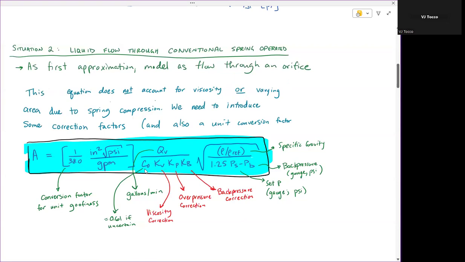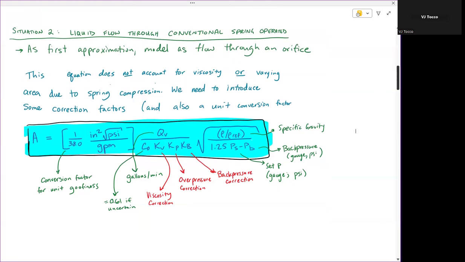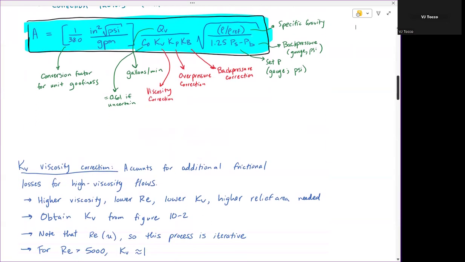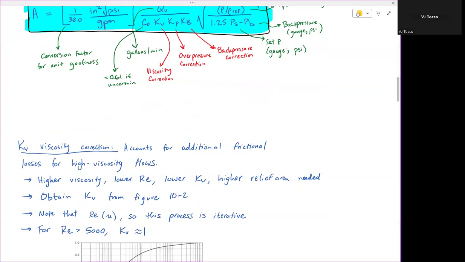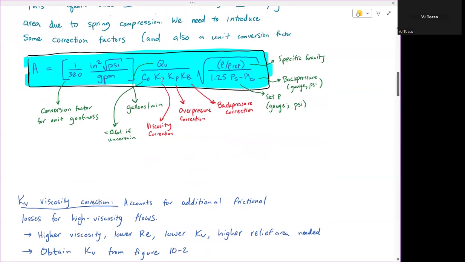So C0 is the same as it has been, but we've got these three parameters, KV, KP, and KB, in addition to the set pressure and the back pressure there. So the book has graphs that tell you what the values for each one of these corrections are. Just in general, these parameters are going to be less than 1 or around 1.